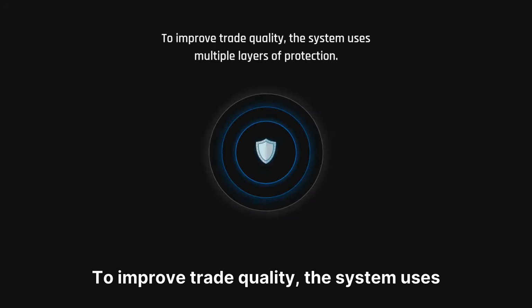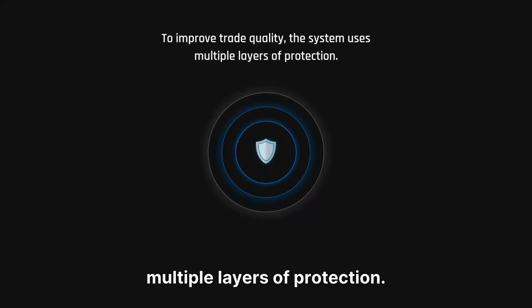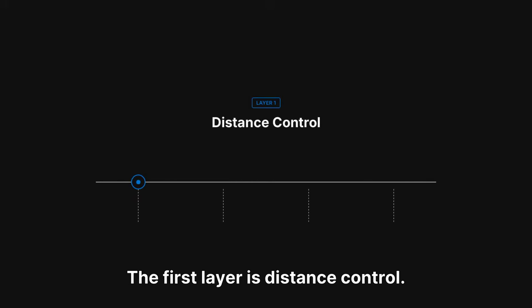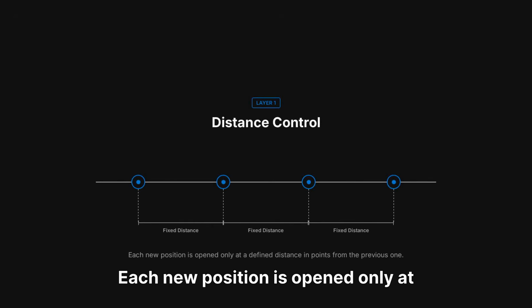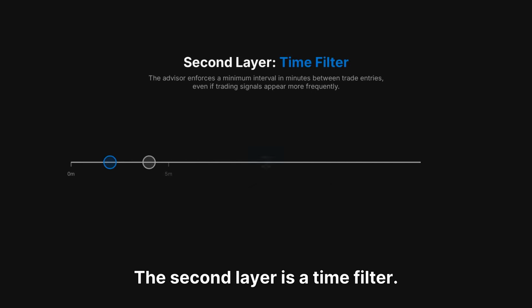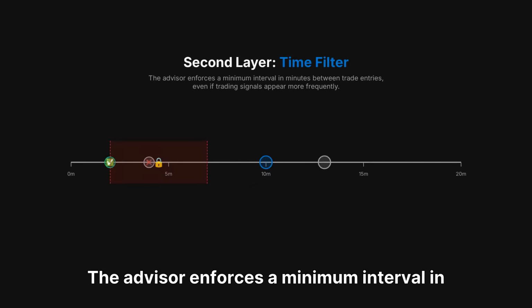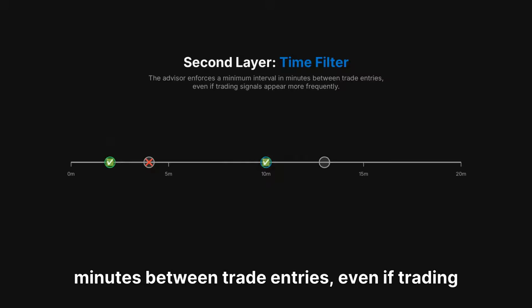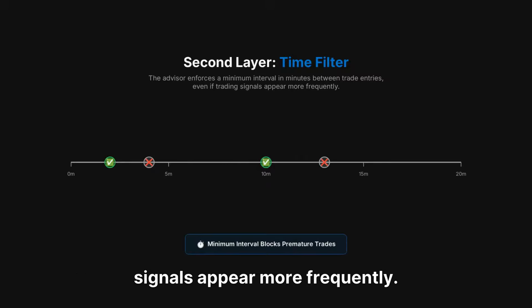This allows you to control deposit exposure and overall risk. To improve trade quality, the system uses multiple layers of protection. The first layer is distance control. Each new position is opened only at a defined distance in points from the previous one. The second layer is a time filter. The advisor enforces a minimum interval in minutes between trade entries, even if trading signals appear more frequently.